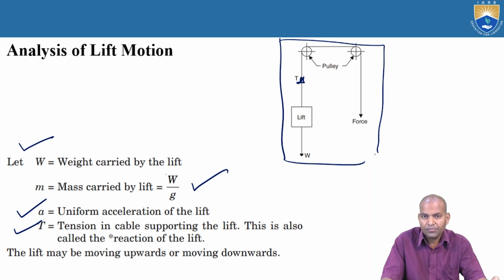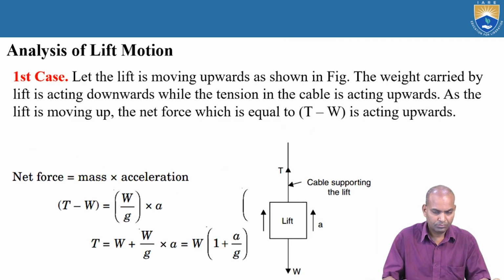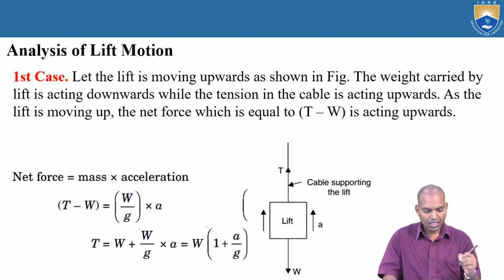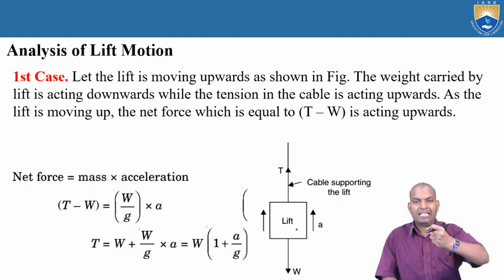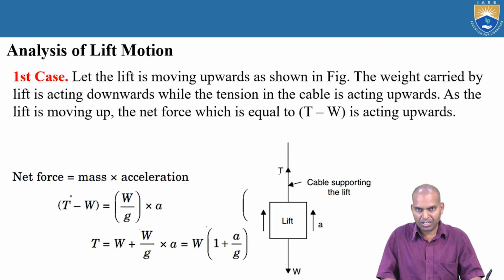Now, the lift can do two things: it can move upwards or it can move downwards. Let us begin with case 1. The lift is moving upwards. When the lift is moving upwards, the acceleration is upwards, and the apparent weight becomes maximum. The tension becomes high, since it has to move upwards. So the net force equals T minus W, which equals mass times acceleration, that is W by g times a.